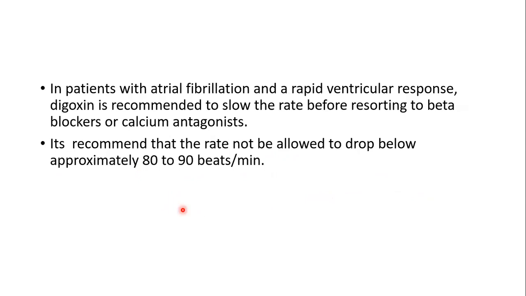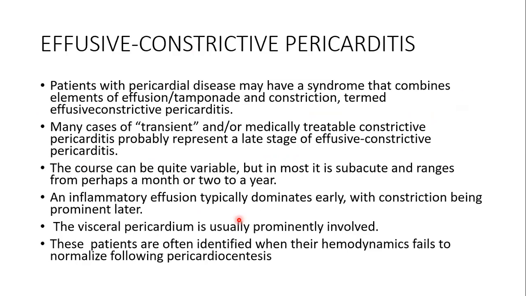Okay. And for patients who have atrial fibrillation with rapid ventricular response, digoxin can also be given to this group of patients before resorting to beta blockers or calcium antagonists. And then while you're trying to control the heart rate, it's advisable that it should stay within the range of 80 to 90. So the last part now, we have the effusive constrictive pericarditis.